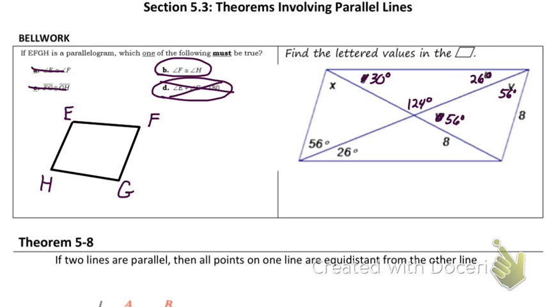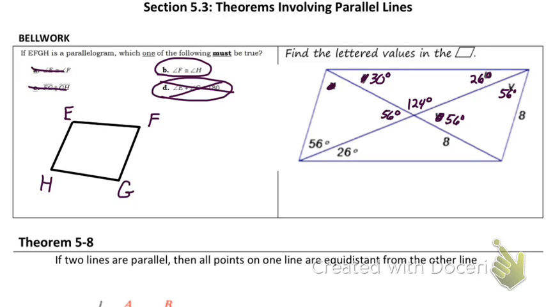Now, here's how we get to X. There's a couple ways we can get to X. We could figure out this measure and say it's 180 minus that measure, or, Lydia? We could use vertical angles to say that's 56 degrees as well. So this is 56 degrees, this is 56 degrees. What does this have to be then? Robin? 68. 68.